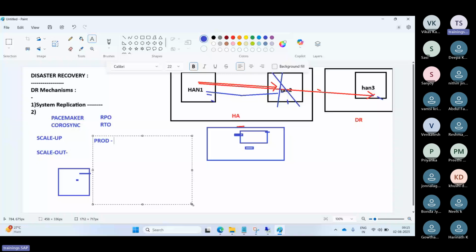What is your backup strategy? Sometimes they may ask you this question. In this case, for production we have a daily full backup, and for non-production systems we have a daily incremental backup and a full backup every Sunday or Saturday. Like that you have to answer it. That is the main thing here.